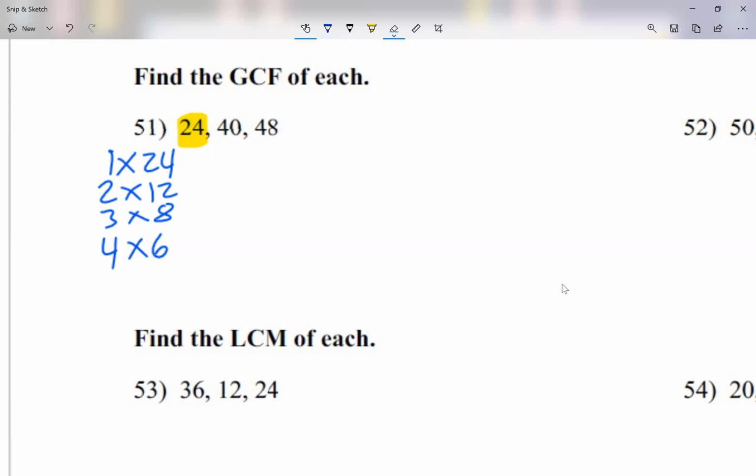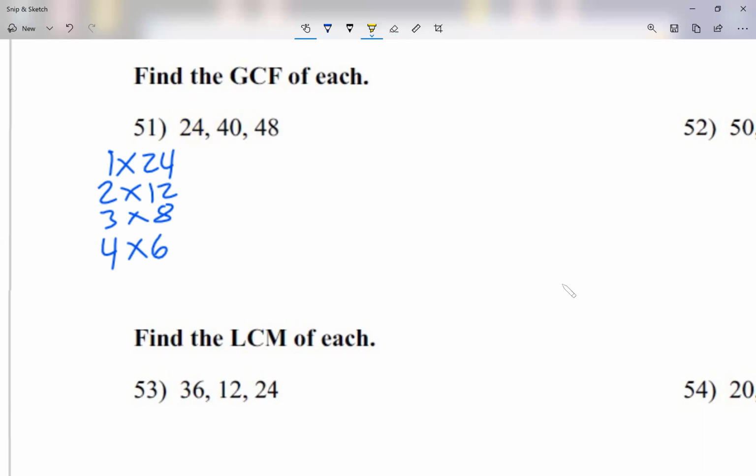You guys can see that the factors of 24 are 1, 2, 3, 4, 6, 8, 12, and 24. All those are the factors of 24. Remember, factors mean the numbers that multiplied can equal 24. So all those numbers, there's 8 total, are factors of 24.